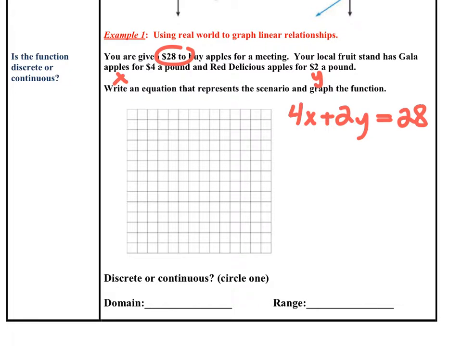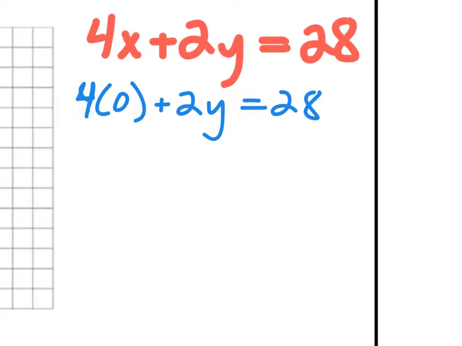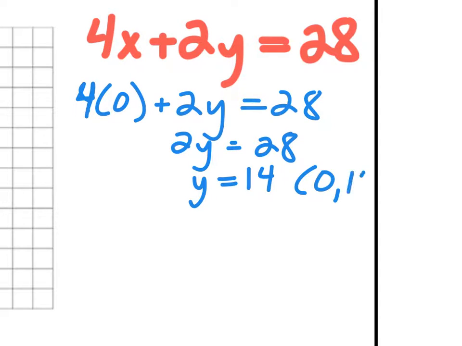You could solve for y and get this in slope-intercept form, but I would go ahead and just find your x and y intercept. Since it's in standard form, that would be pretty quick to do. I'm going to start by finding my y-intercept, which means I plug in 0 for what? X, because on the y-axis, x is 0. So plus 2y is equal to 28. So 2y equals 28. And y would be what? 14. Bingo. That's a point, (0, 14).